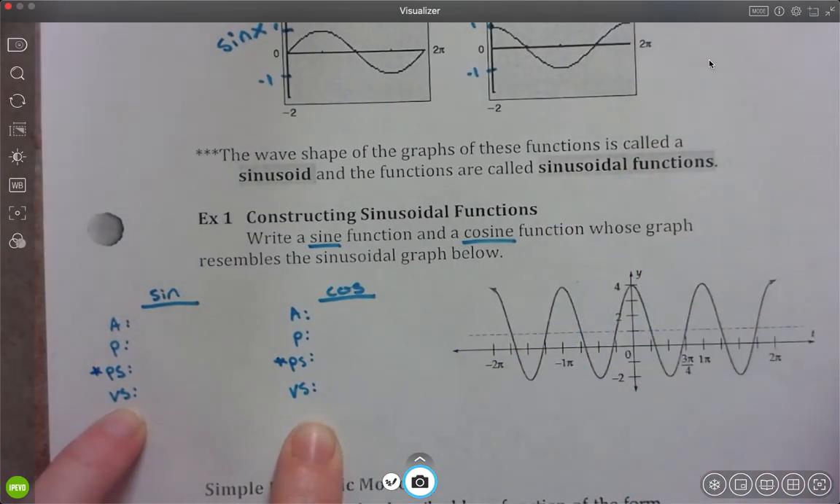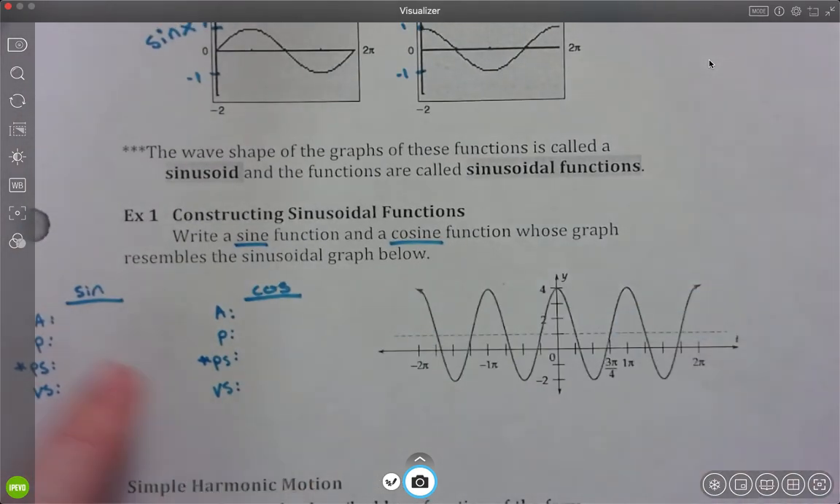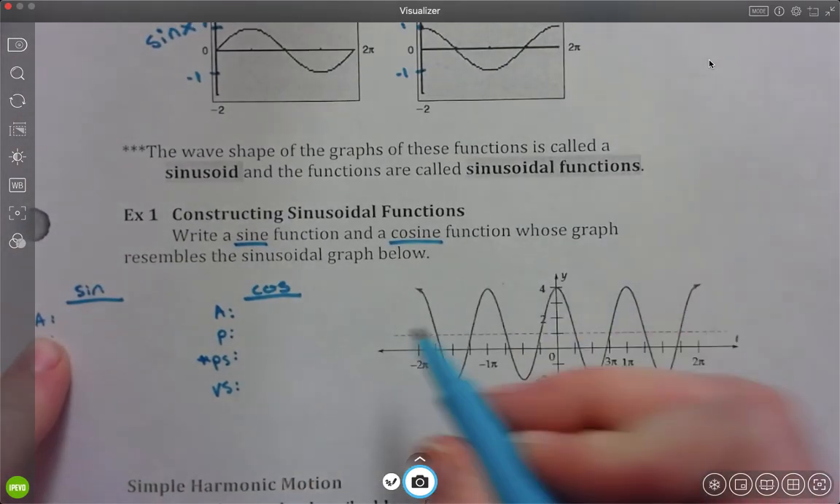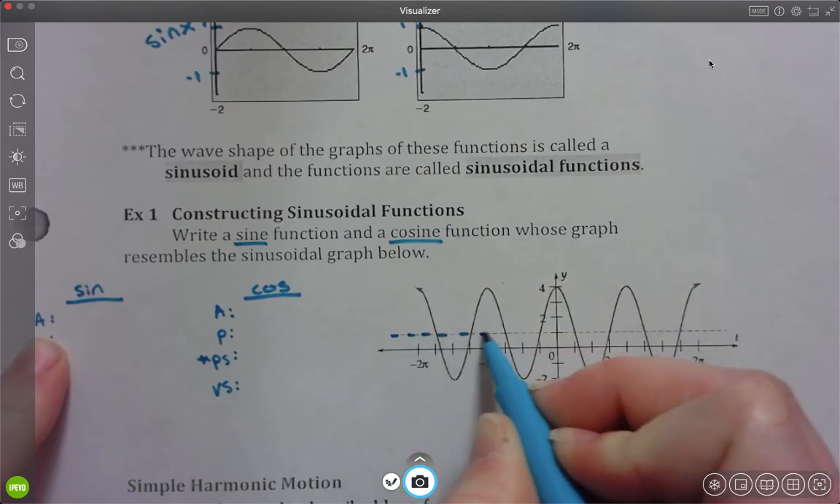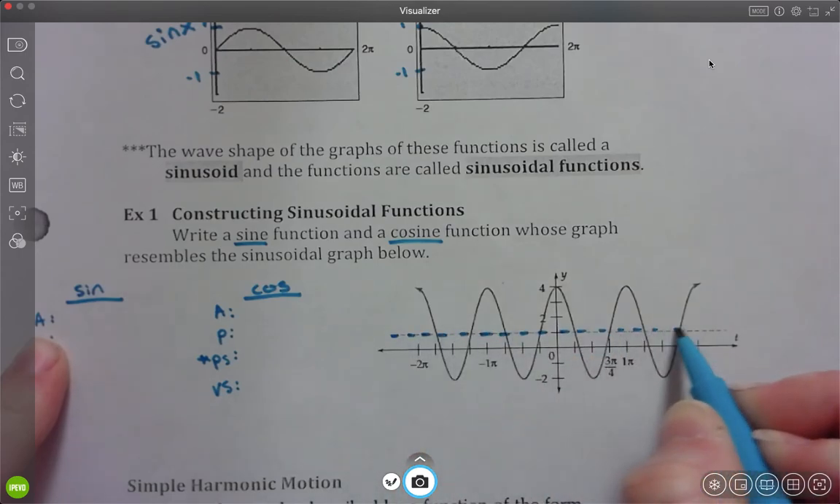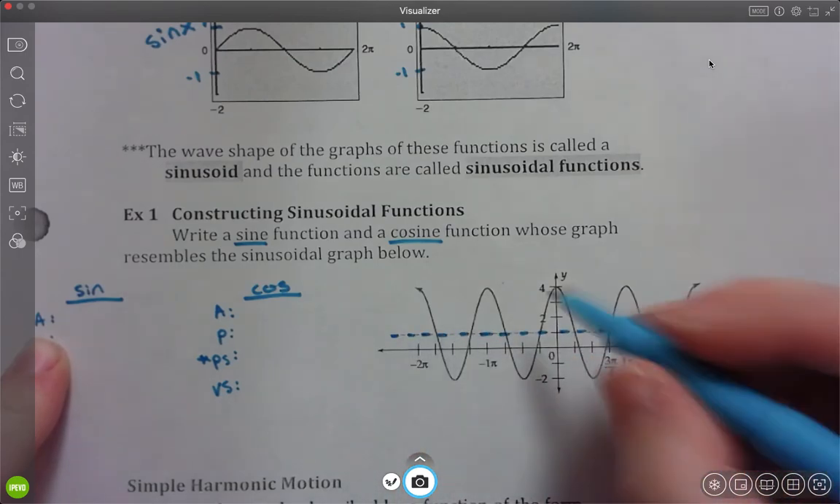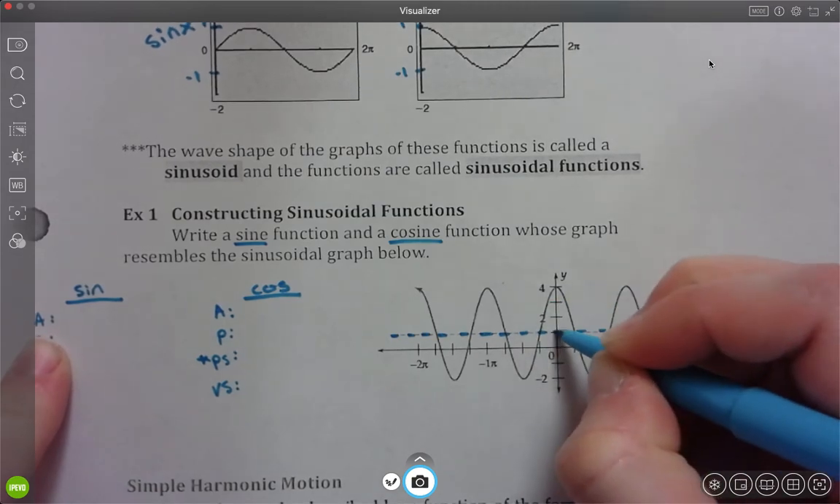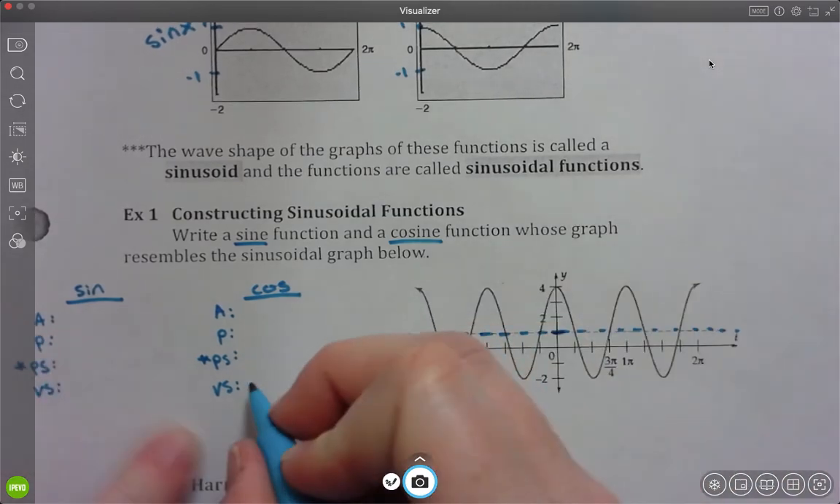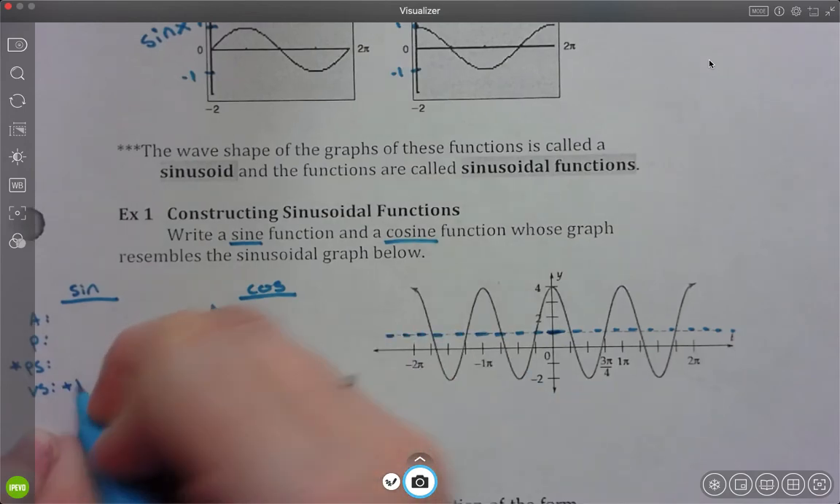Okay, so looking at this graph, let's start with the amplitude. They give us this little dotted line, which is the midline. We call this the midline. Right away we can tell that it shifted up 1 because it's going to go through 1, right? So the vertical shift is up 1, for both of them. So let's do plus 1.